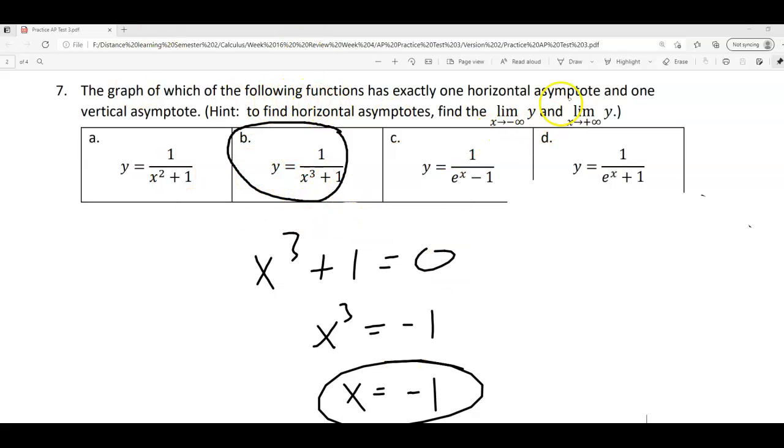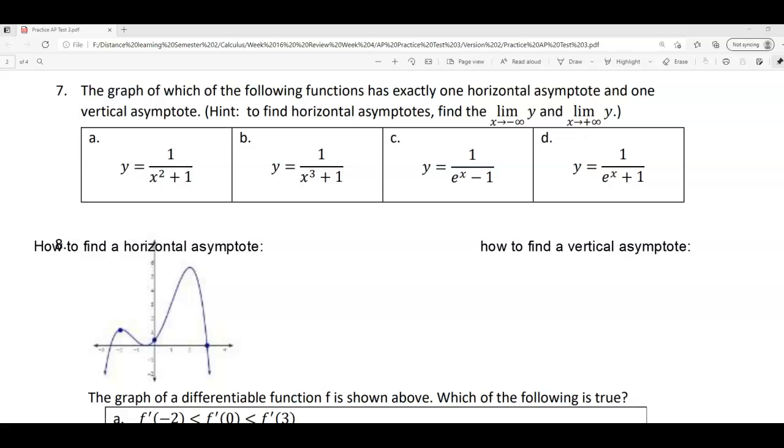So to find the horizontal asymptotes, you find the limits from the left and right. To find the vertical asymptotes, you just set the denominator equal to 0. Go ahead and move on to the next.